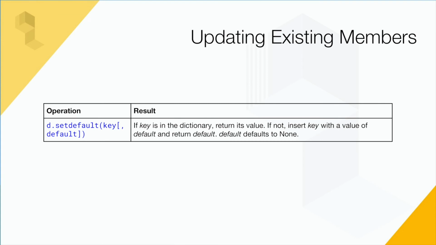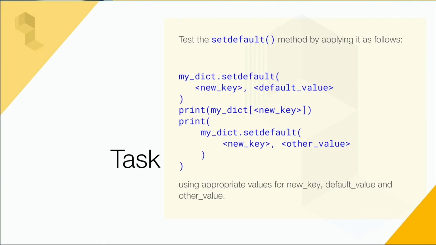Updating existing members. The setdefault method is used to set a default value. If the key is in the dictionary, return its value. This is as we saw before. If it is not, insert a key with a value default. So here's a task for you. Test the setdefault method by applying it as follows. Create a dictionary and then run mydict.setdefault with a new key and a default value, and print mydict[new key], and then print mydict.setdefault(new key, other value), using appropriate values for new key, default value, and other value. See what happens.